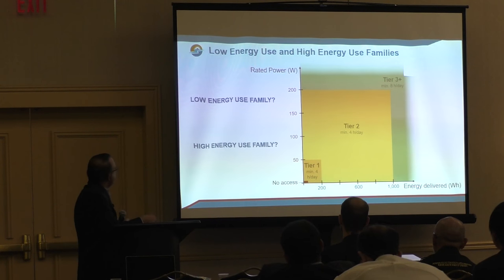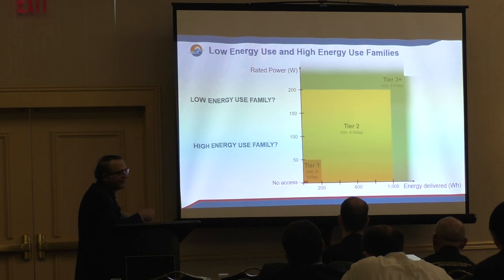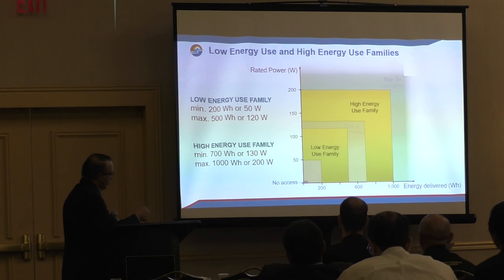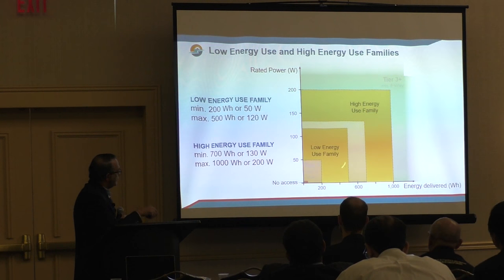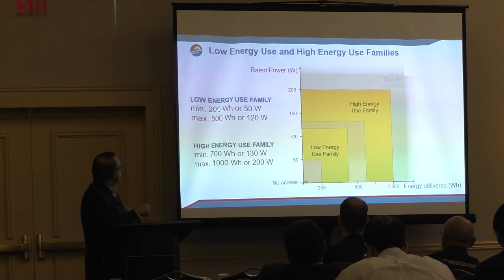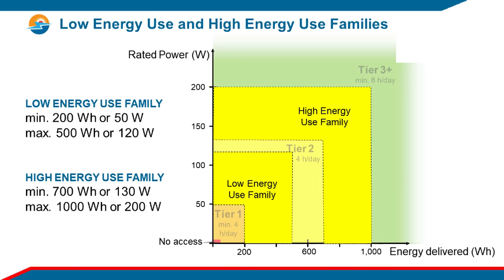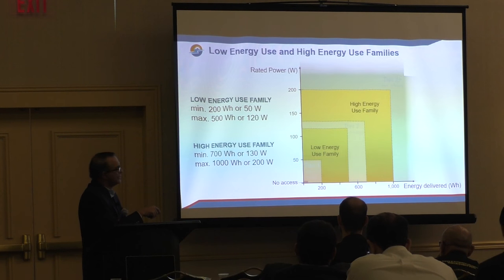So we've defined, in a sense, two types of families. One is a low energy use family, and the other one is a high energy use family. What we are saying is that the low energy use families start off out here: 50 watts, 200 watt hours, up to 120 watts, 500 watt hours, and it migrates up to 130 watts, 700 watt hours, and 200 watts, 1,000 watt hours. That takes you along this journey.